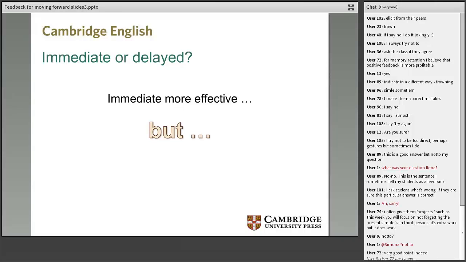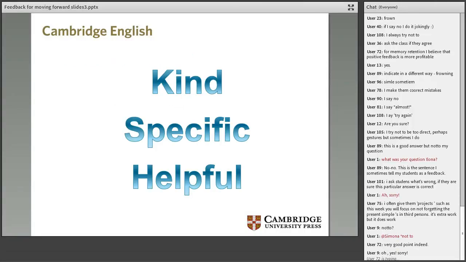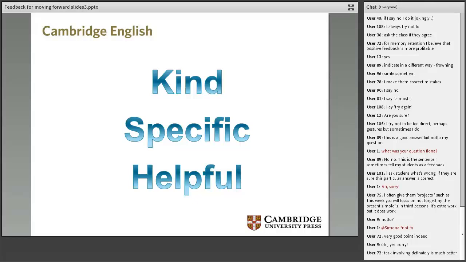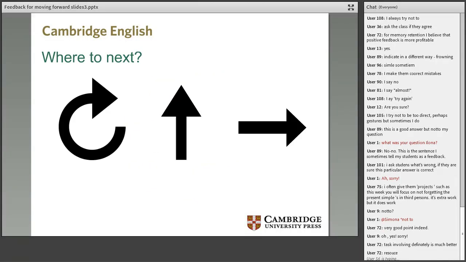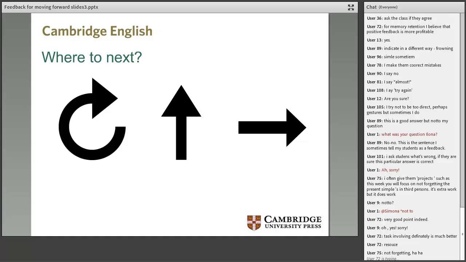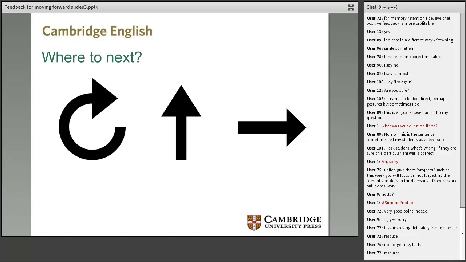Okay, I'm going to skip through that one because it's complicated. So most important, I think, are these three words. I think feedback needs to be kind, it needs to be specific, and it needs to be helpful. Okay, we need to show students that maybe they need to do something again. They need to recycle it if you want. They need to try something more advanced, or they need to go on to do something else.